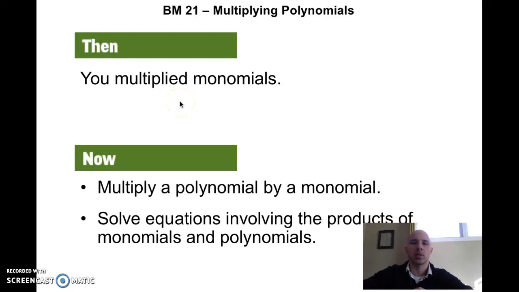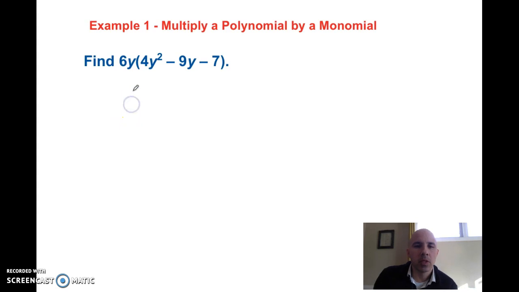This is Mr. Cornier. We're going to be talking about benchmark 21, multiplying polynomials. This is going to be in two parts. The first part is this: we're going to multiply a polynomial just by a monomial. Welcome back, Mr. Cornier. Example number one, multiplying a polynomial by a monomial. So here's our monomial, and here goes our polynomial.